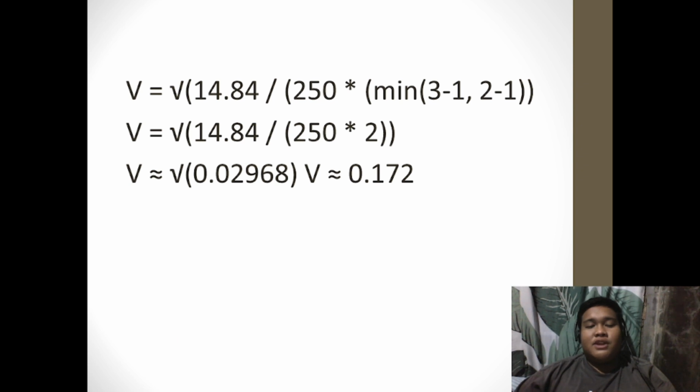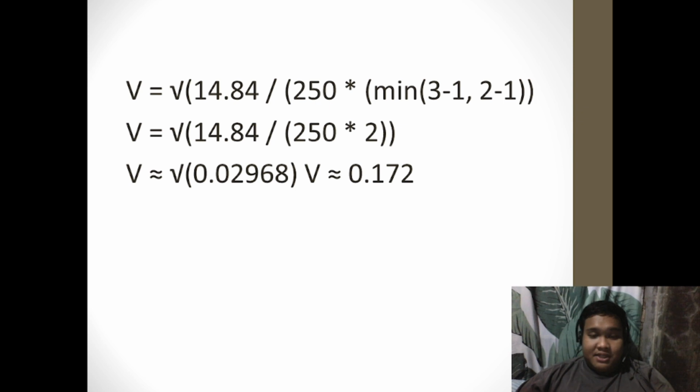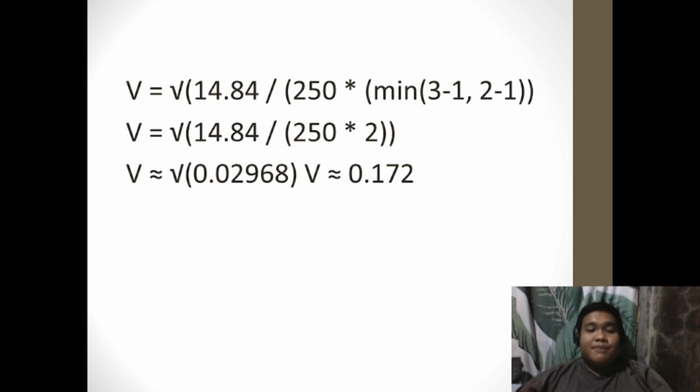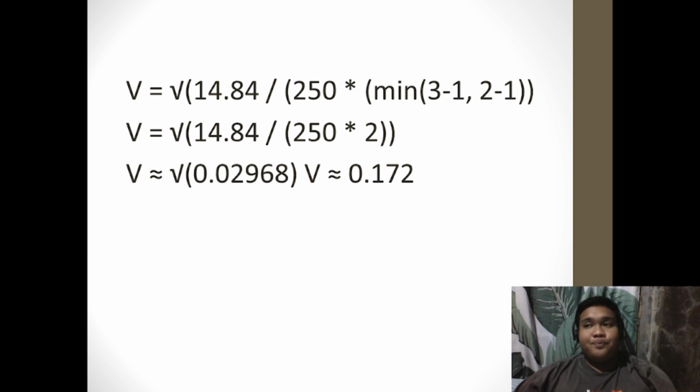So 14.84 divided by 500 is 0.02968, and the square root of 0.02968 is approximately 0.172. So 0.172 indicates a relatively weak association between the favorite music genre and music festival attendance among the 250 music enthusiasts. So the study says that the two variables are not related to each other.